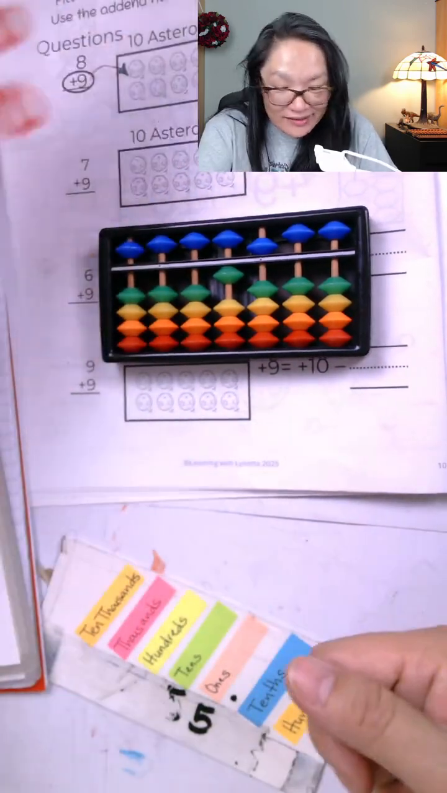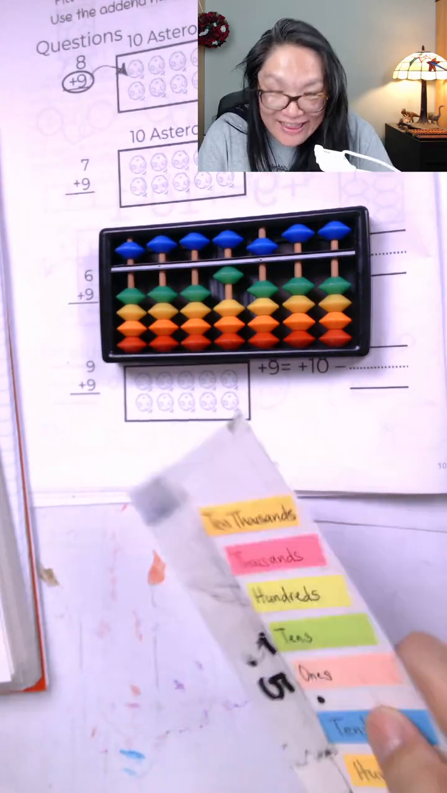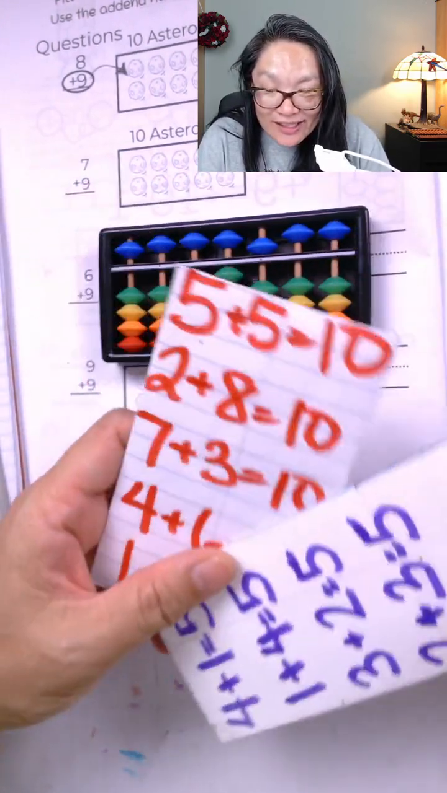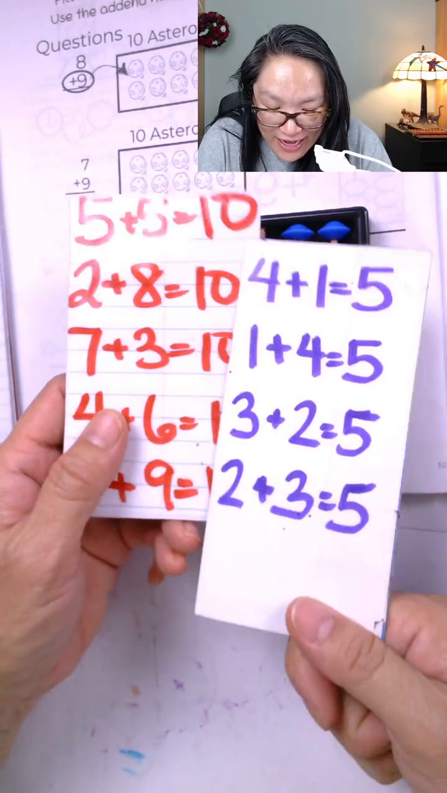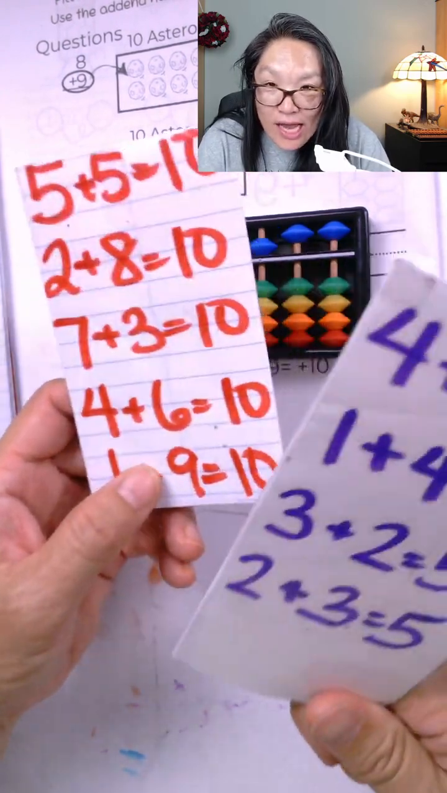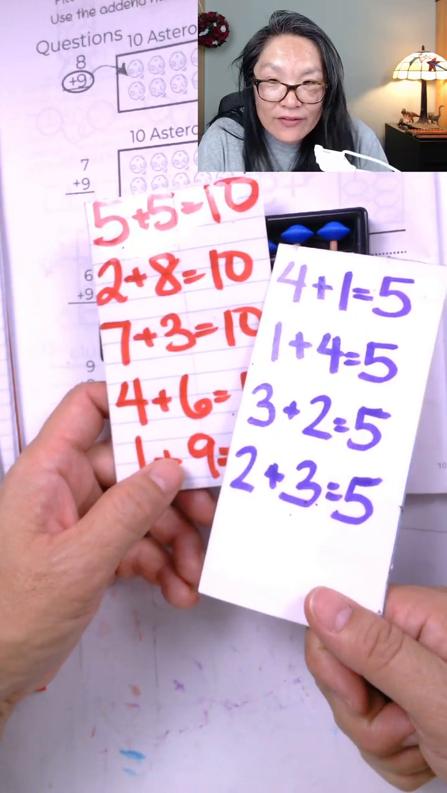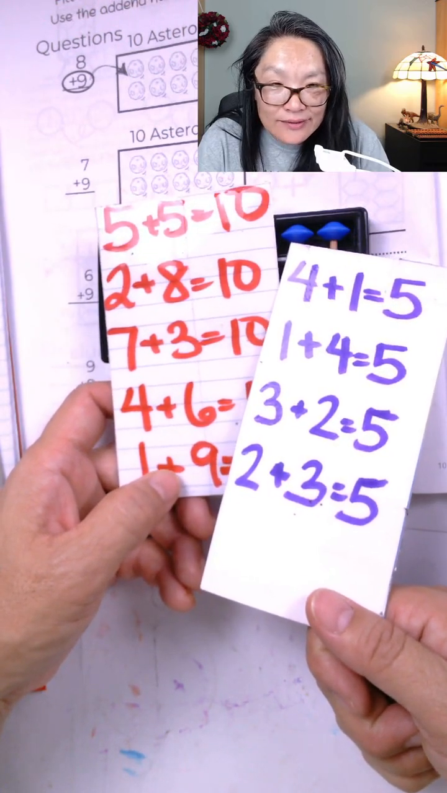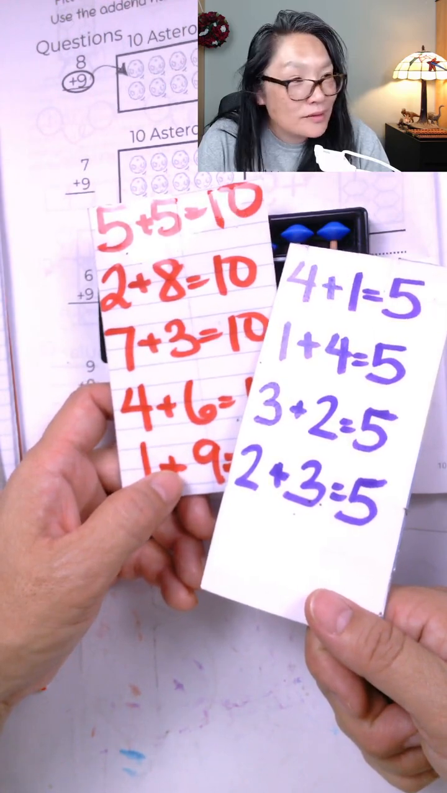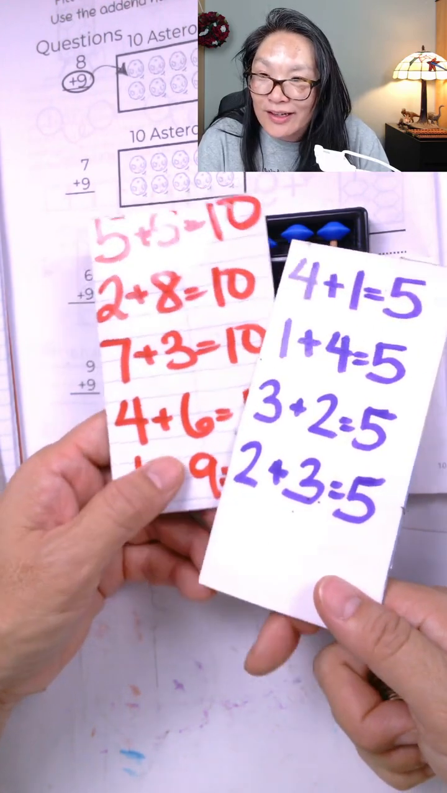Right? That's it. That's it. You know what? This is the secret. Everything we add and subtract has everything to do with adding the 5 and adding the 10. That is the secret. I'm just letting you know. That's it.